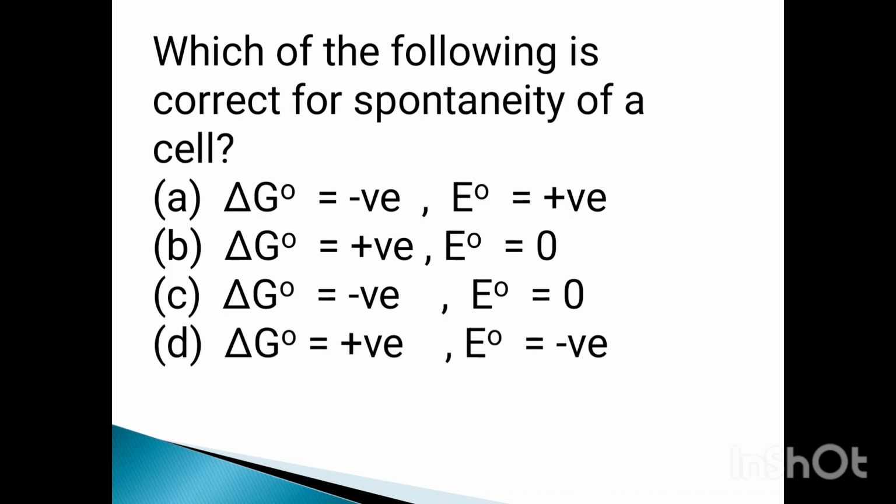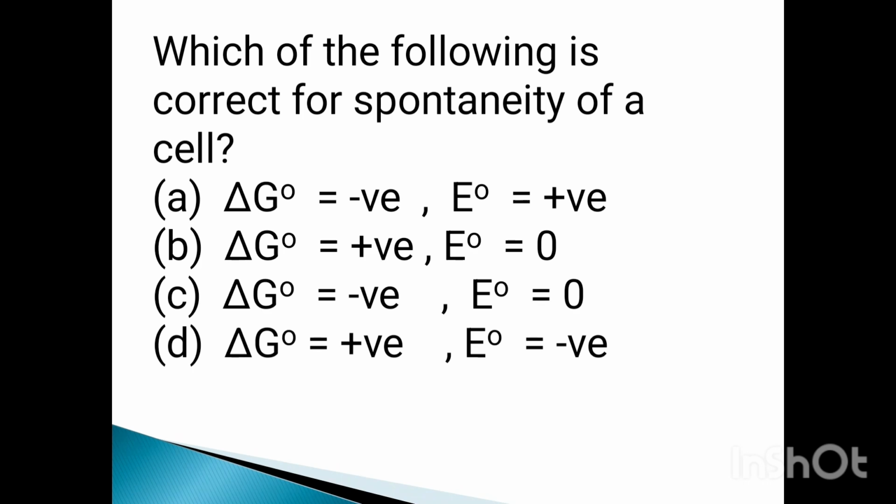Next question. Which of the following is correct for spontaneity of the cell? Option A, delta G naught is negative, E naught is positive. Option B, delta G naught is positive, E naught is 0. Option C, delta G naught is negative and E naught is 0. Option D, delta G naught is positive and E naught is negative.